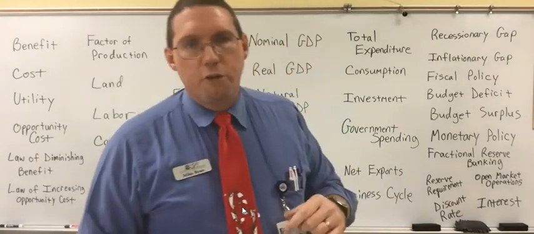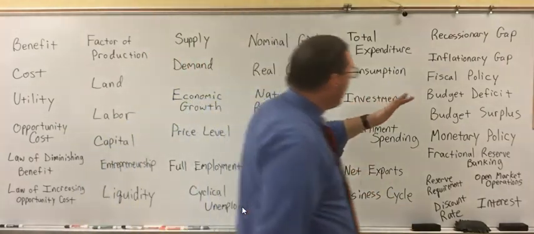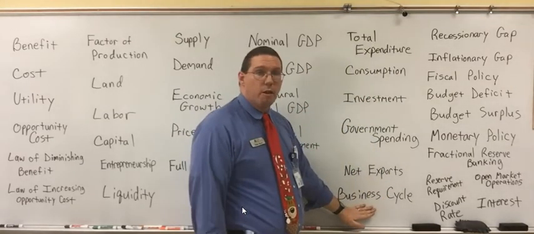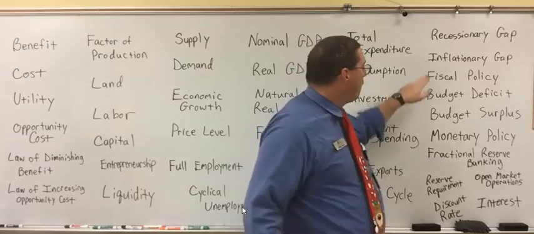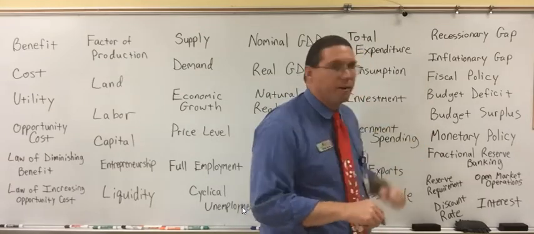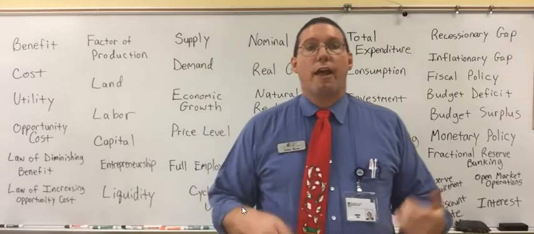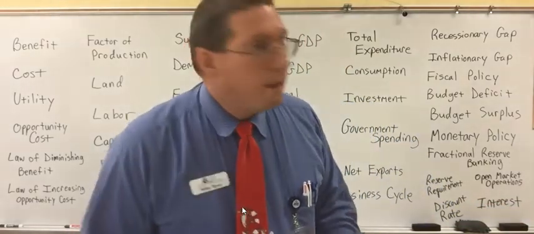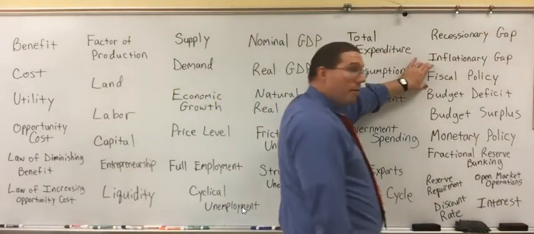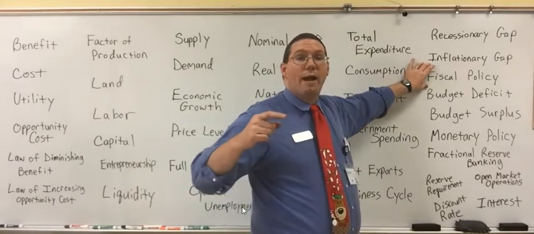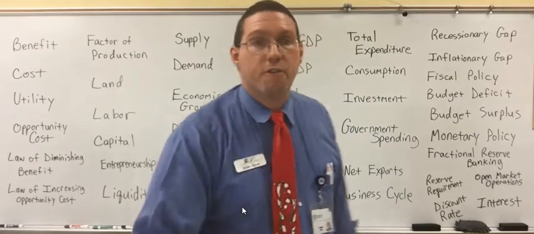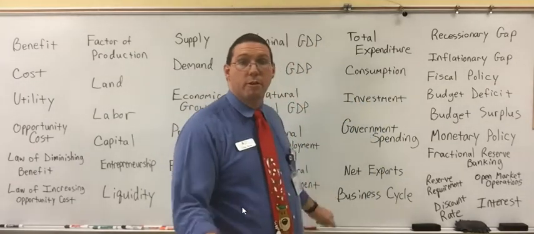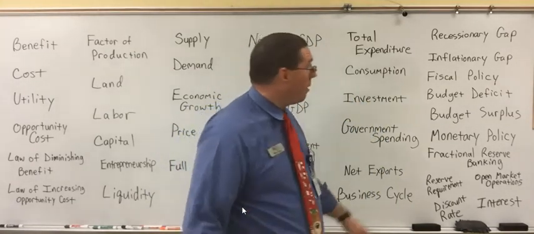When the government intervenes in the economy to manage the business cycle with their recessionary gaps and inflationary gaps, we call that fiscal policy and monetary policy. It's called economic policy. Now, fiscal policy is where the federal government, through Congress, intervenes in managing the business cycle in the economy. That's fiscal policy.